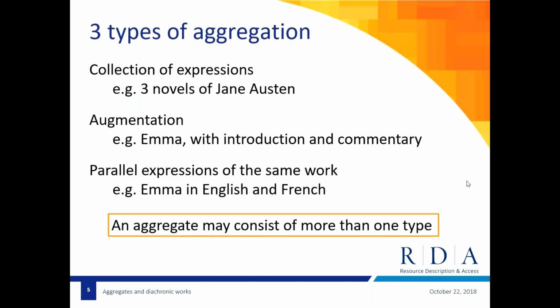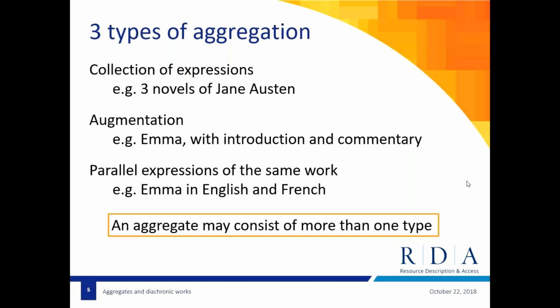The LRM identifies three distinct types of aggregation. There is the collection aggregate, a collection of expressions. Example, 3 novels of Jane Austen. Each of these is an independent expression of an independent work.